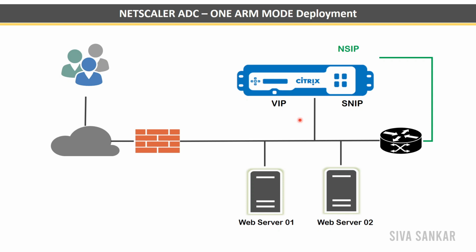Now let's say that there is a different kind of one arm mode, right? So this is also one arm mode. How come? It has two interfaces, right? You can see one is black, one is green. Then how come it is one arm mode?